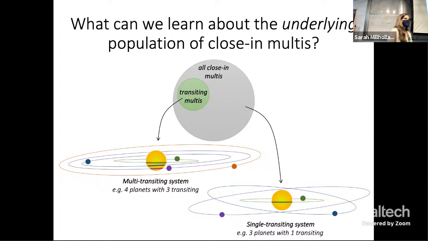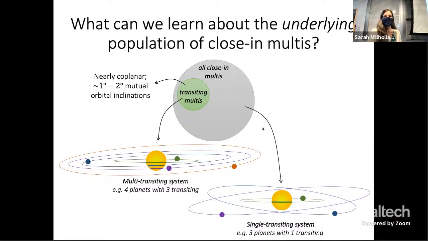One thing that's particularly interesting to explore is the distribution of mutual orbital inclinations. We know that the solar system is pretty coplanar. It has pretty small mutual orbital inclinations between the planets. And we also know that these transiting multis are also pretty coplanar, with just a few degrees of mutual orbital inclination. However, we don't have great constraints so far on the mutual inclinations of planets outside of this group. We don't really know whether they also tend to be pretty coplanar like all of these others.